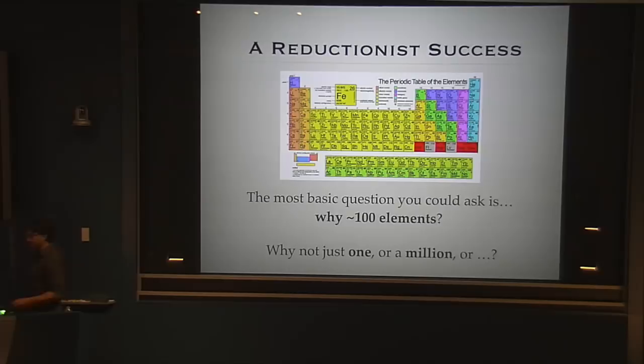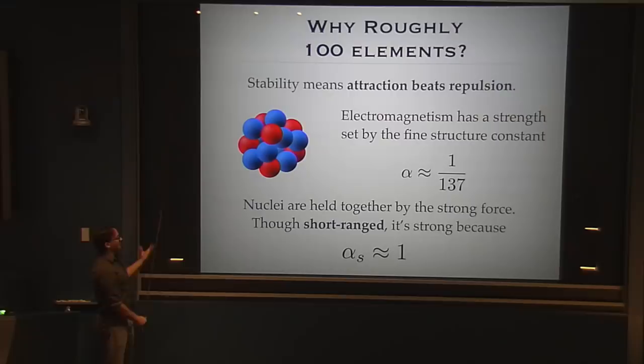Why isn't there just one element in the universe? Why aren't there a million different fundamental elements that are stable? Why? And this is something that I think we can address using the understanding that we've gained. The explanation I'm going to give you is extremely simple. It's just that in order to have an element, the nucleus of that element has to be stable. A nucleus, in order to be stable, has to have attractive forces holding it together that beat any kind of forces that want to make it explode.